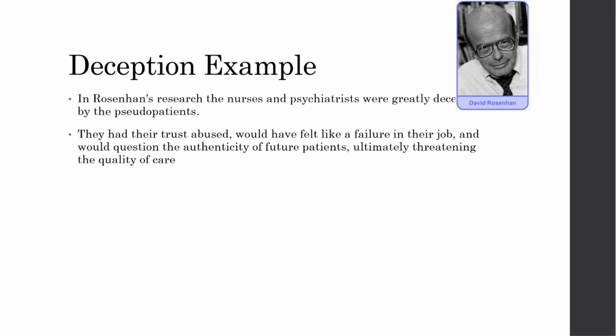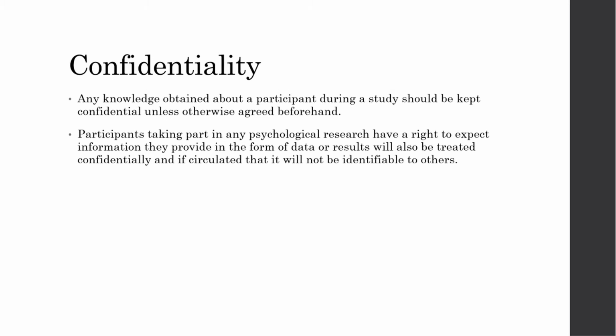Confidentiality. So any knowledge obtained about participants during a study should be kept confidential unless otherwise agreed beforehand with the participants. So participants taking part in psychological research have a right to expect information they provide in the form of data or results will be treated confidentially, and if circulated, they will not be identifiable to others. So this means that we're removing obviously the crucial information such as name, location, etc. So then if anyone's reading the information or it's been circulated, they cannot pick out who it is.